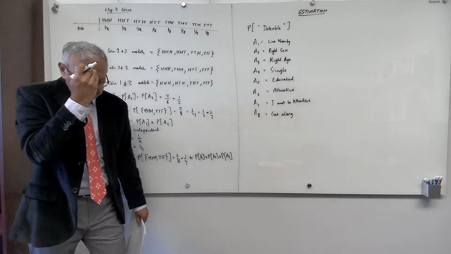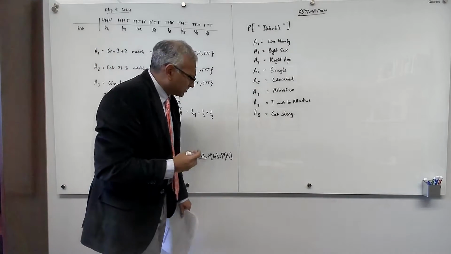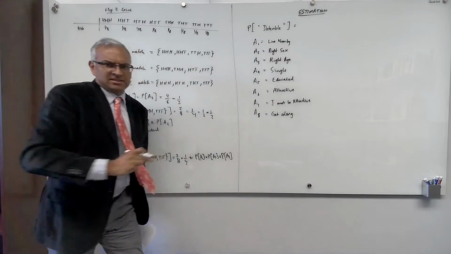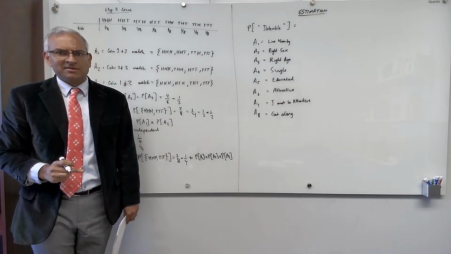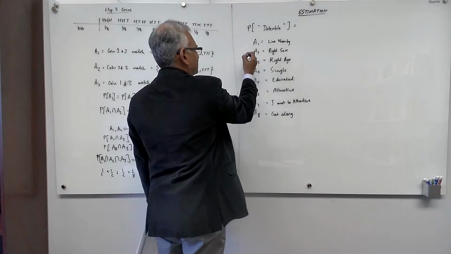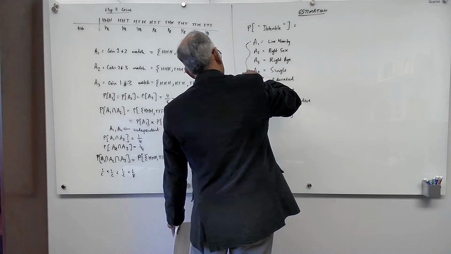Okay, and here's the thing. What Peter Backus said is, well, if you're going to be dateable, then you must have all of these criteria. And that's why it's so hard to find dateable people, because they have to satisfy all these criteria. You can think of these as deal breakers.